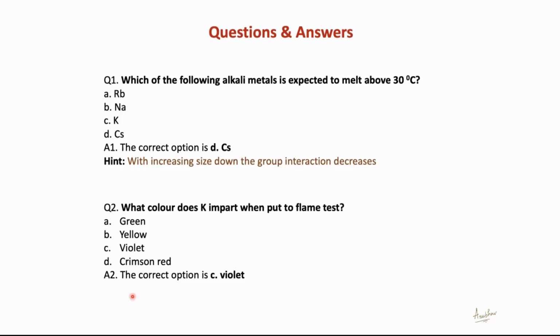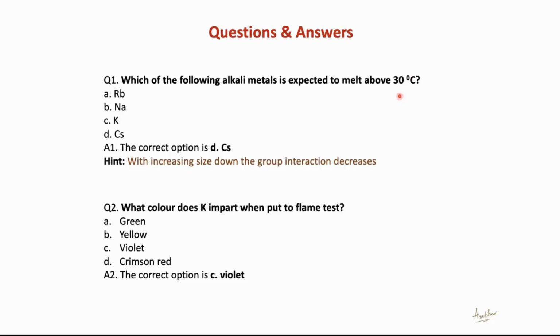With increasing size down the group, the interaction decreases. I have told about this earlier. Whenever the size increases down the group, lithium is the top, then sodium, potassium, rubidium, and cesium. Cesium is the largest alkali metal in group 1. Whenever the size increases, the interaction between the atoms decreases. That's why they will not remain as solids, but will be liquid at ambient temperature. That's why cesium, when put at only 30 degrees Celsius room temperature, will melt, because the interaction between the cesium atoms is very small.